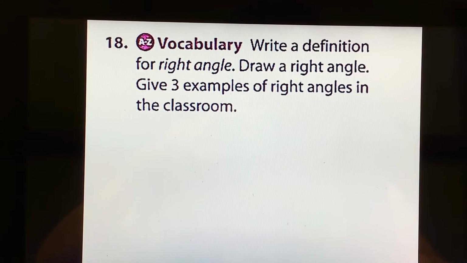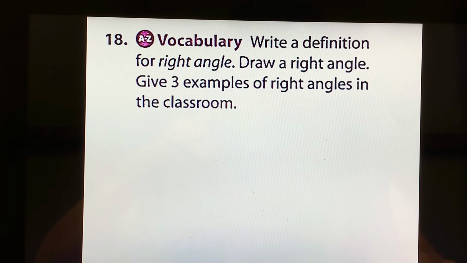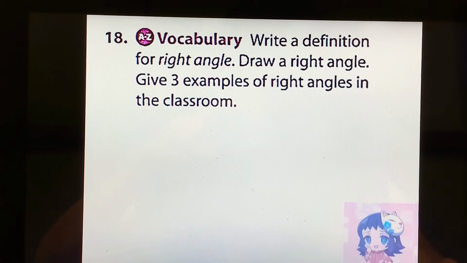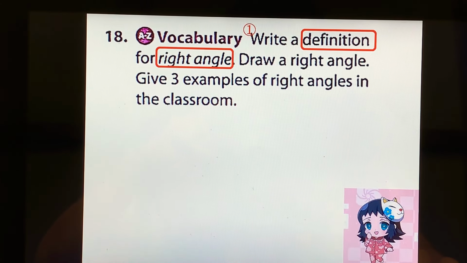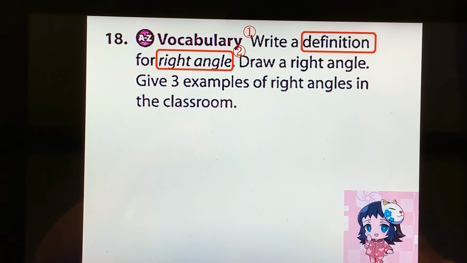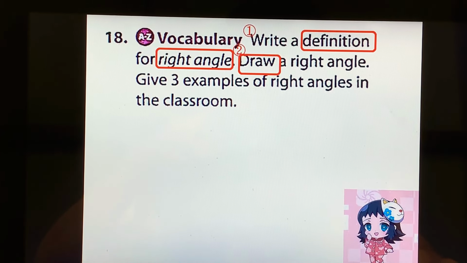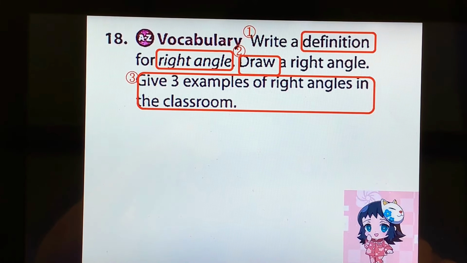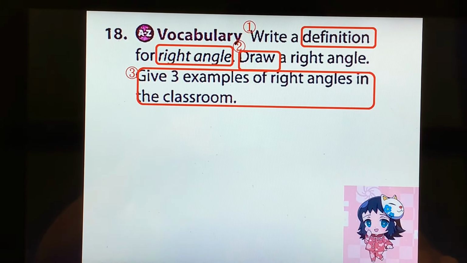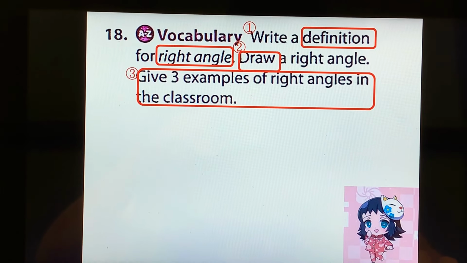18. Write a definition for right angle. Definition of a right angle. What does right angle mean? Draw a right angle. Give 3 examples of right angles in the classroom.